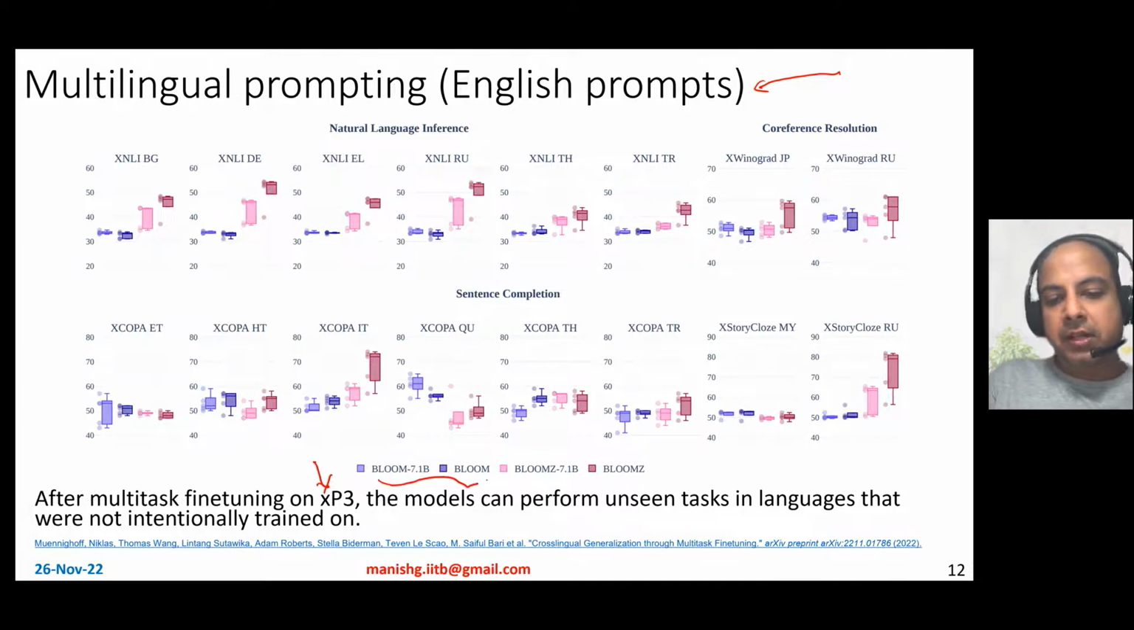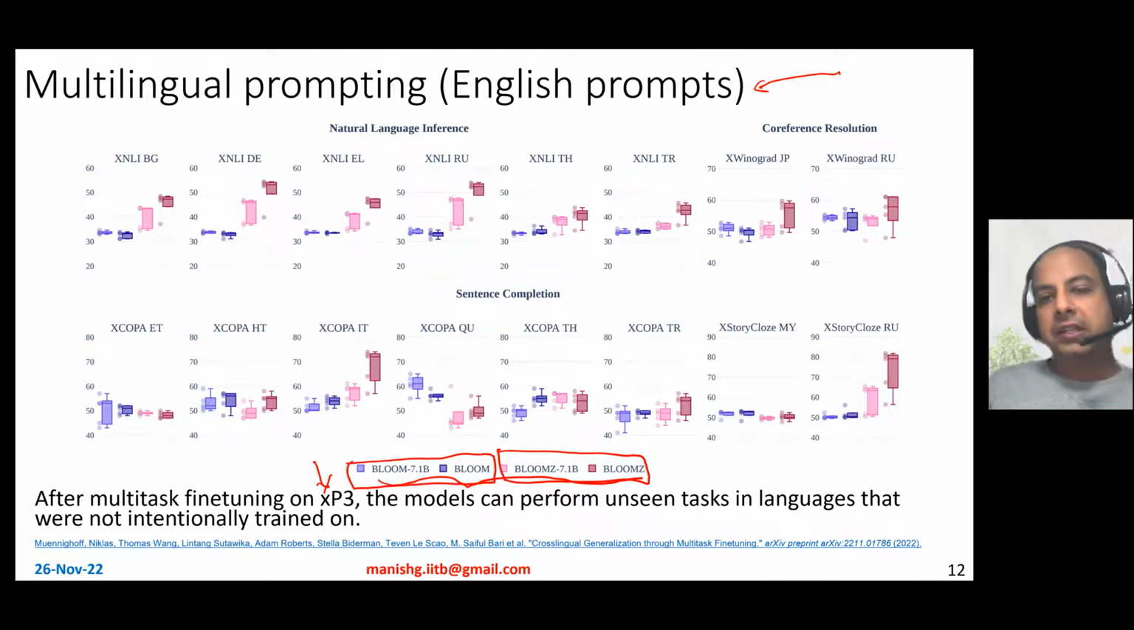And what do you observe? These are all Bloom models. The last two are BLOOMZ models, meaning they have been fine-tuned on XP3. These are the typical Bloom models, meaning they have not been fine-tuned on XP3, so not trained using prompted fine-tuning. So what do you observe? You observe that across all of these tasks, there is zero-shot cross-task as well as cross-language transfer, which is so great to observe.